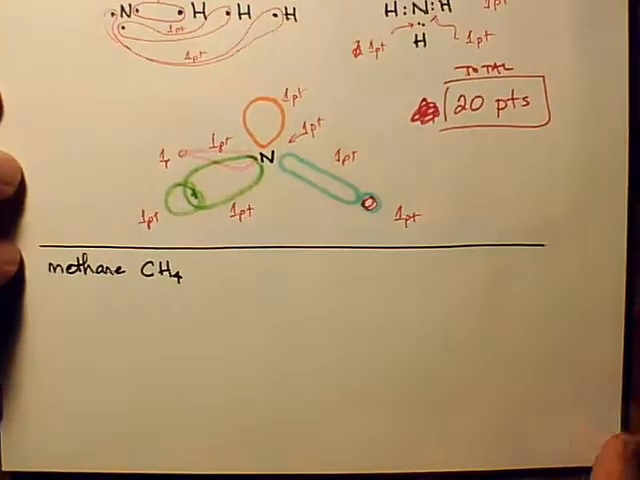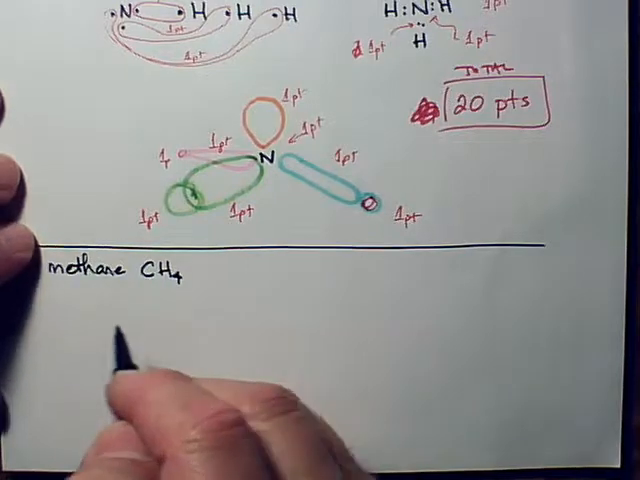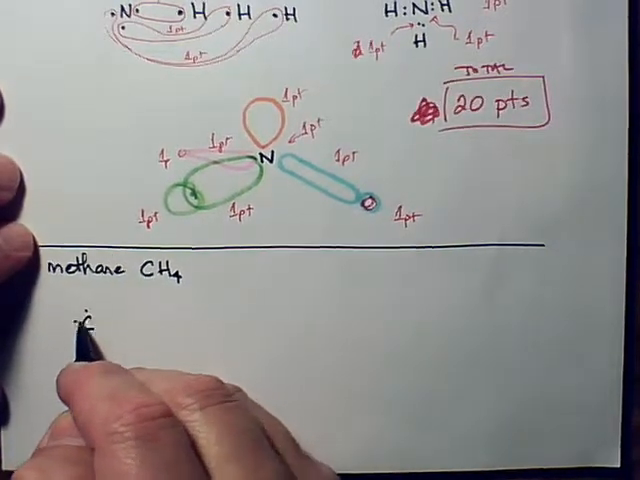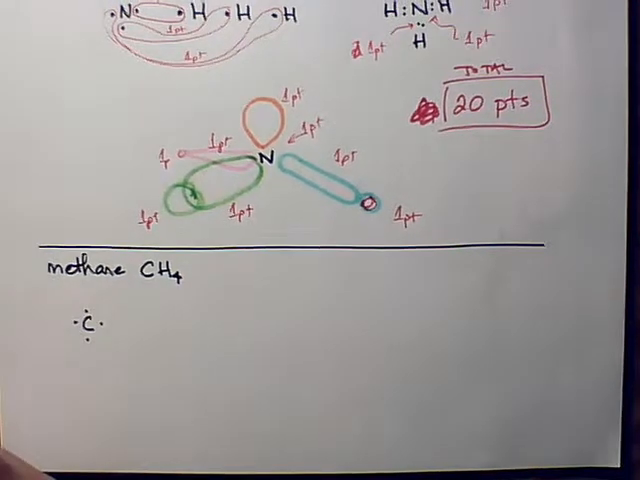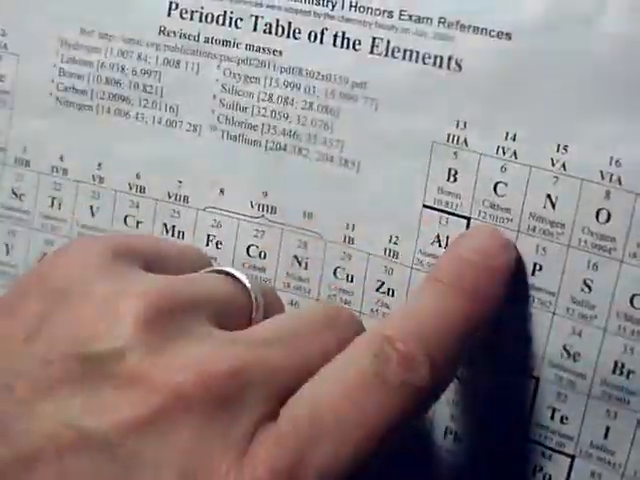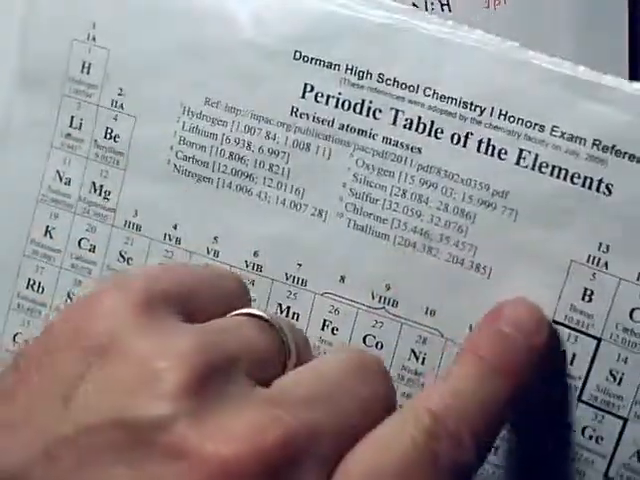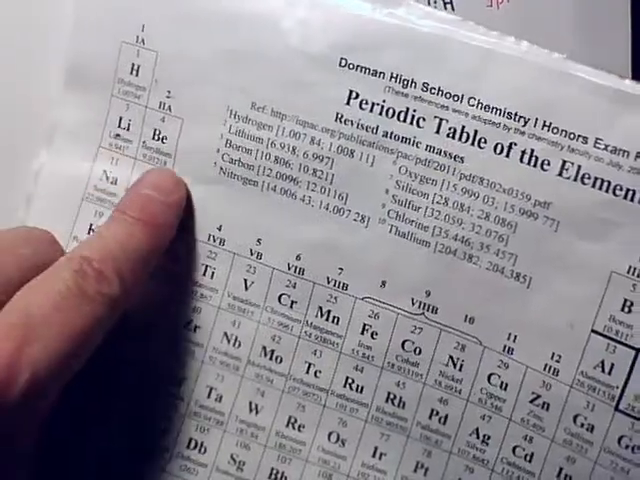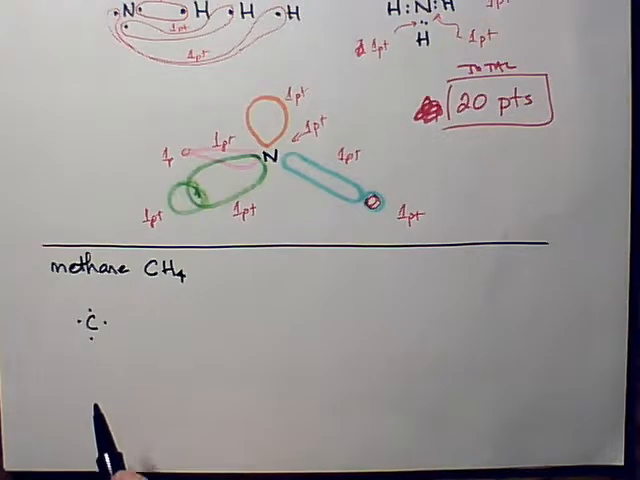Alright, so methane. Carbon has 4 electron dots: 1, 2, 3, 4. You can put that in your lab notebook because we're going to continue this whole process here in a minute. So here's carbon, starting on the left here in this row, 1, 2, 3, 4: 2 s electrons in the valence level, 2 p electrons in the valence level. So there's 4 electron dots for carbon.